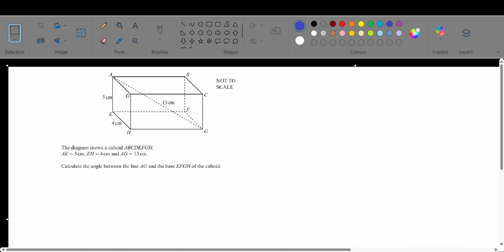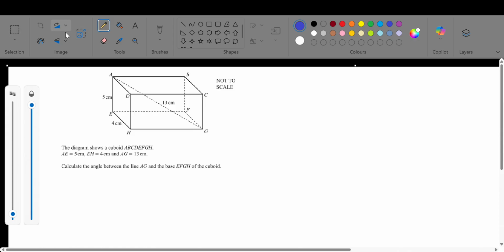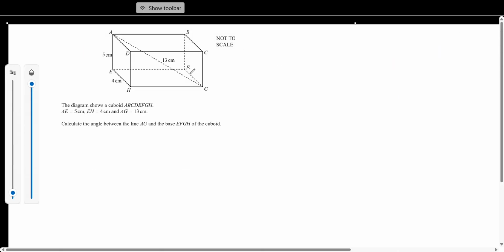In today's video, we will see how to do a 3D trigonometric problem. So if you look at this question, we have a cuboid. What exactly does 3D trigonometry mean?